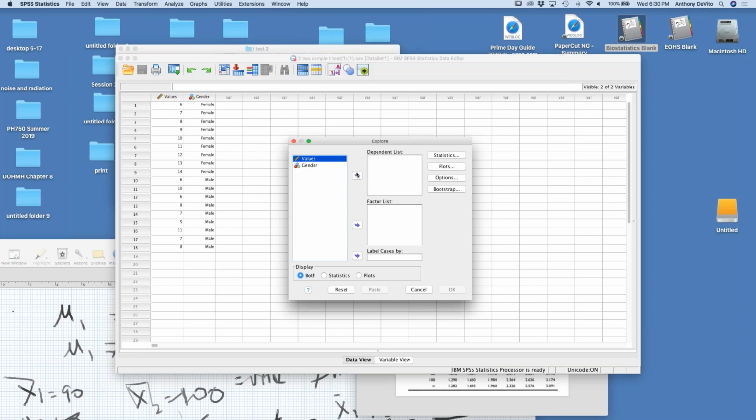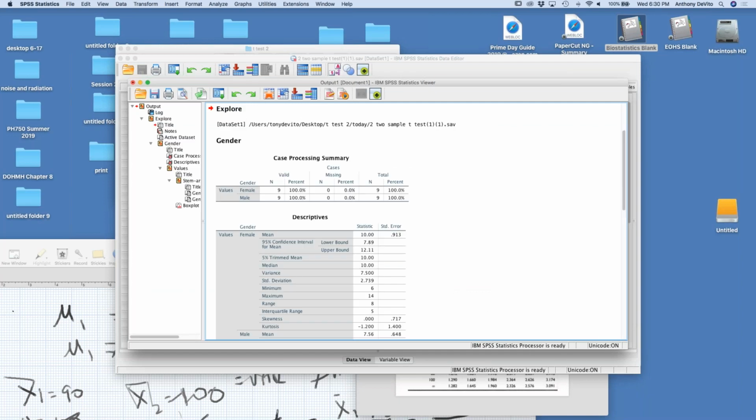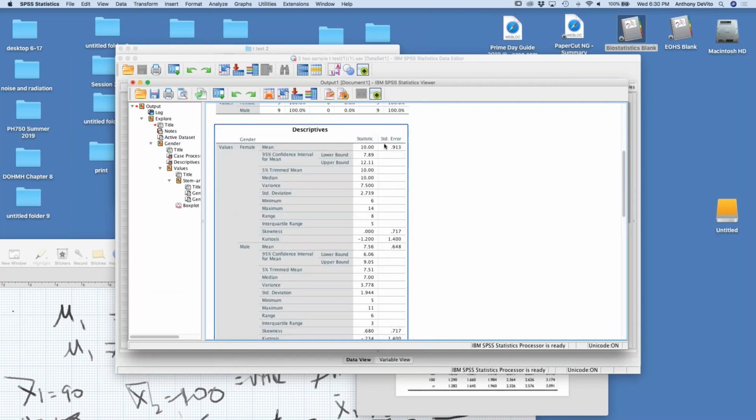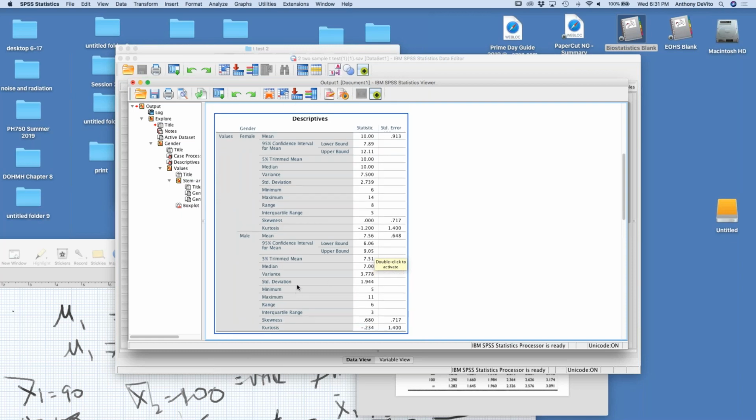I'm going to put the values in. A numerical variable always goes into the dependent list. And the categorical variable, in this case gender, goes into the factor list. And I'm going to ask SPSS to give me an idea of what the means and standard deviations are for these 2 groups. Let's take a look. The mean for females is 10. The mean for males is 7.56. And the standard deviation is 2.7 for females. And for males, it is 1.9.